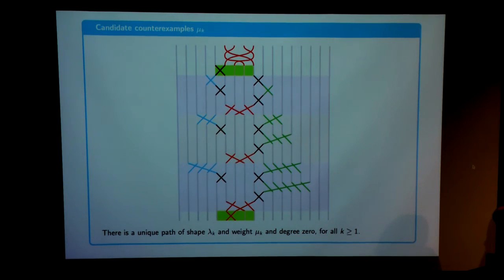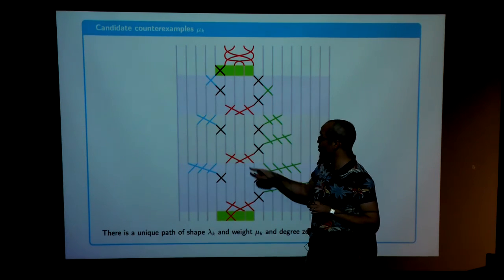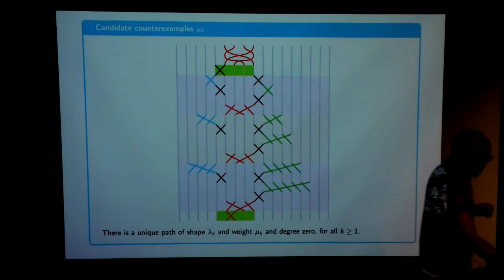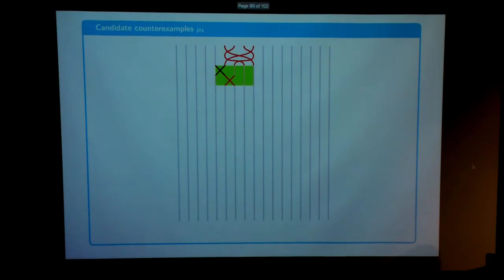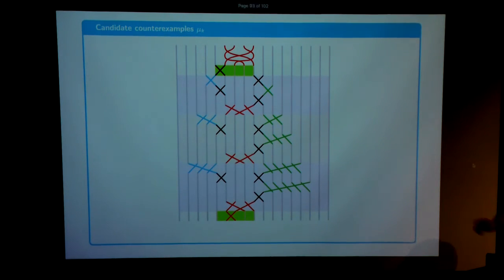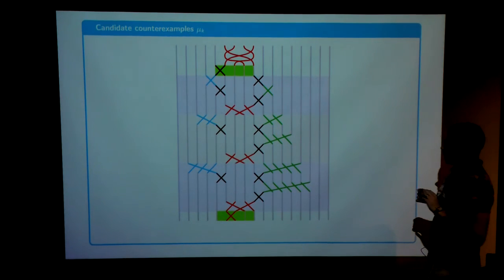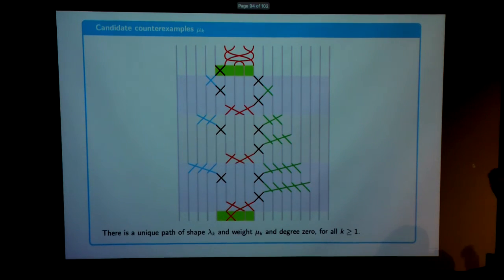Wait, why is it four crossings at the bottom, or red crossings at the bottom? So there are 3 red crossings at each point that I stick in. But remember, I started with this one, and I'm sticking stuff in the middle. So that guy stays the same. I stick something in. I stick the same thing in. So those green ones are from k equals 0. So I've stuck these things in, and I claim that there is a unique path of degree 0 of this shape and this weight for any k, which is what I wanted to construct, right?